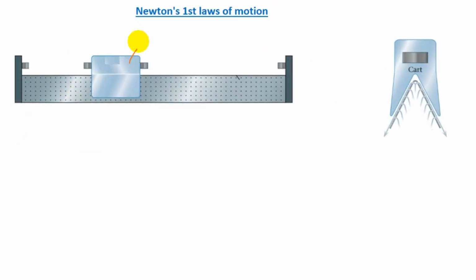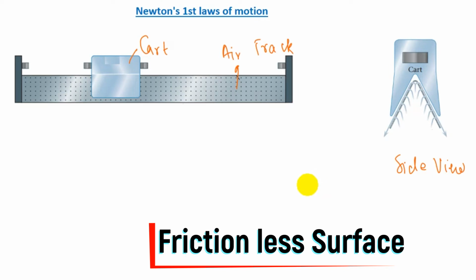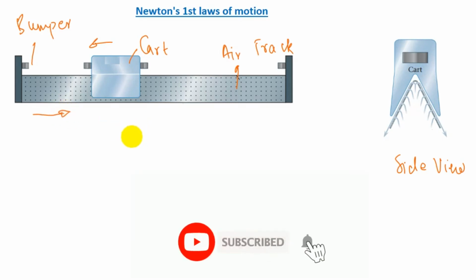So here we have this cart which can slide over this air track, and this is the side view of the air track. Also there is virtually no friction between the cart and the air track. So a cart at rest on a level track will remain at rest unless you apply a little force on it. Now after pushing the cart in the forward direction, it starts moving with a constant speed in a straight line until it hits the bumper at the end of the track. This is the bumper. Then the bumper exerts a force on the cart, causing it to change its direction of motion, and the cart starts moving in the opposite direction.